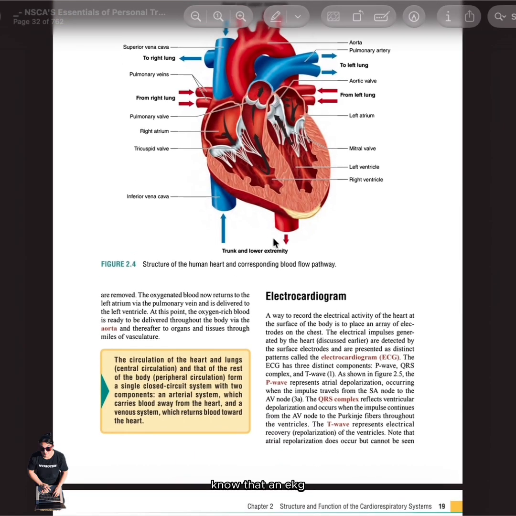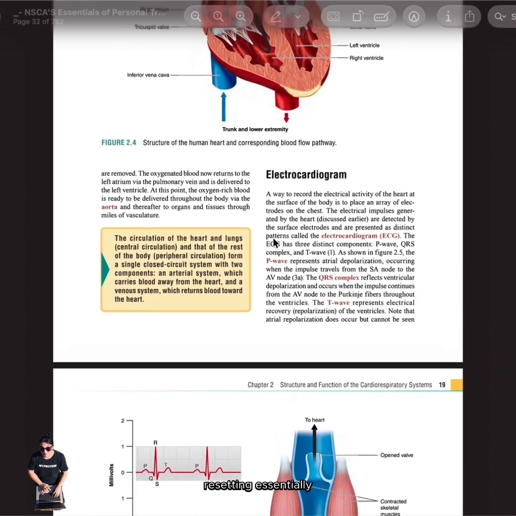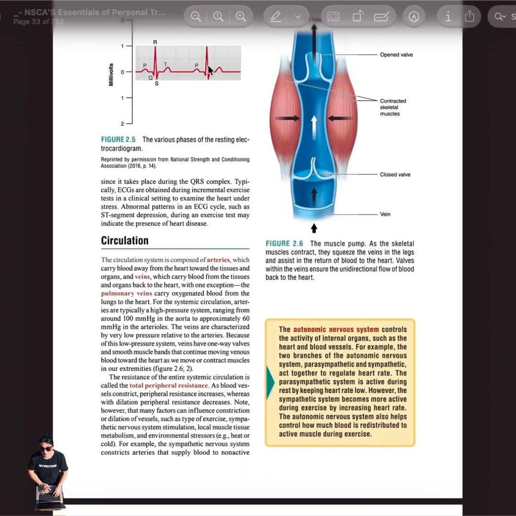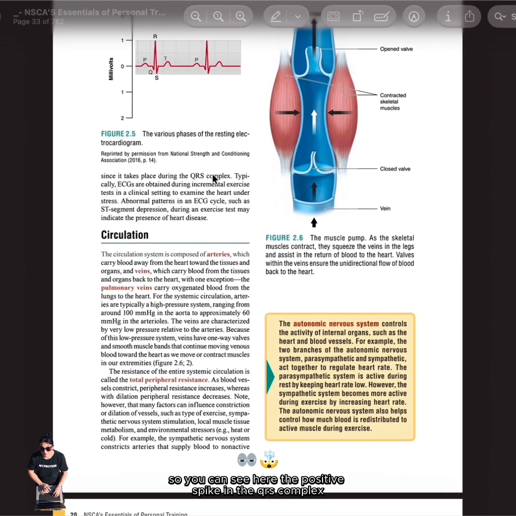Know that an EKG, something the medics use or the doctor in the hospital, measures electrical activity of the heart. The P wave is atrial depolarization. That's when it fires. The QRS complex is ventricular depolarization. That's the spike. The T wave is repolarization. What does this mean? Repolarization is it's getting itself back together. Resetting, essentially. So you can see here the positive spike in the QRS complex.